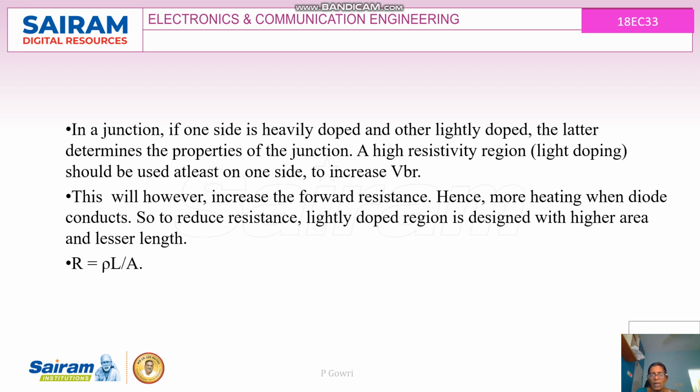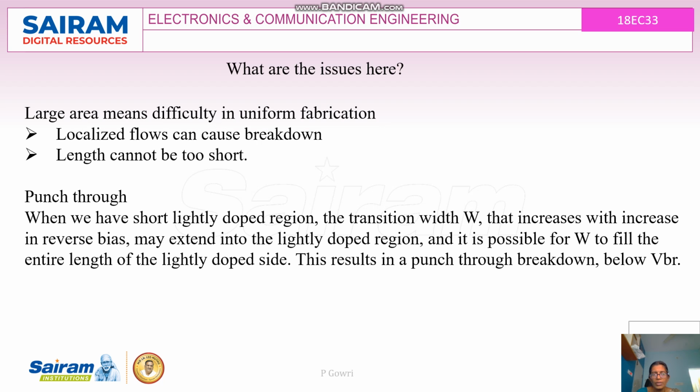To reduce the heat, we know that the resistance is given by R equals rho into L by A. So to reduce the resistance, I have to either make the area of cross section larger, or reduce the length of the device. But increasing the area may result in difficulty of uniform fabrication, and localized flaws may cause breakdown. The length also cannot be too short, because when the length becomes too short, punch through happens. So what is meant by punch through?